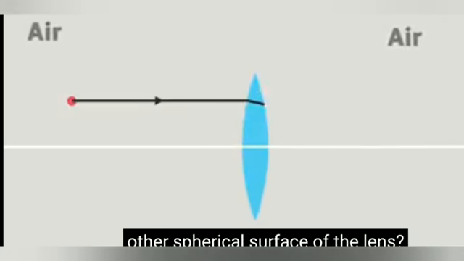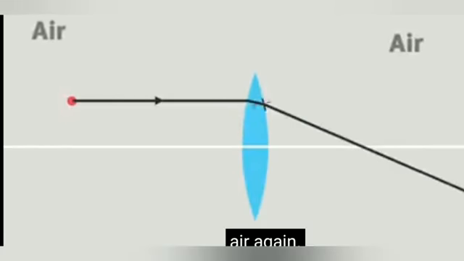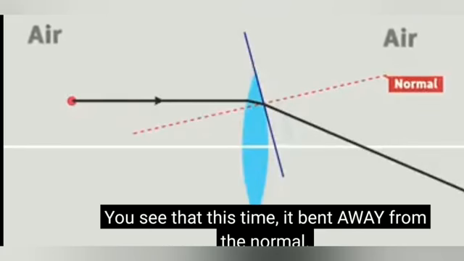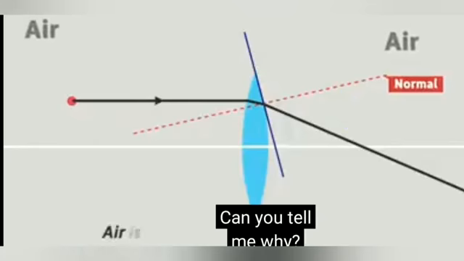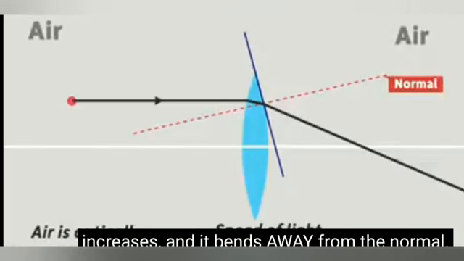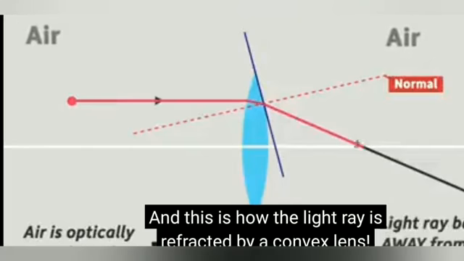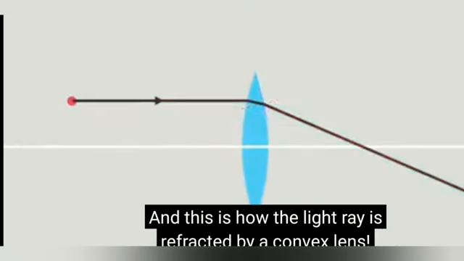Alright, so now what will happen when this refracted ray has reached the other spherical surface of the lens? From there, the ray will be refracted again as it enters another medium, which is air again. You see that this time it bent away from the normal. Can you tell me why? Air is optically rarer than glass, and hence after entering air, the speed of the ray increases and it bends away from the normal. And this is how the light ray is refracted by a convex lens.